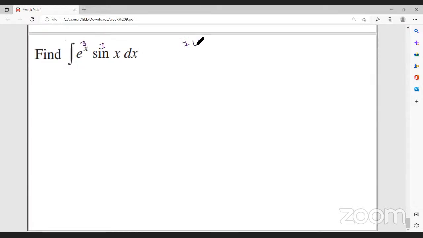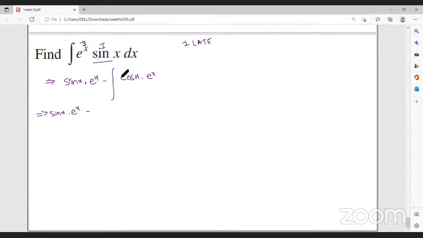According to ILATE, trigonometric and then exponential. Now let's see. Okay. So what will be the first function? We have to keep the first function as it is, integrate the second function, that is e to the power x only, minus the integral of the derivative of this first function, that is cos x, into the integral of e to the power x, that is the second function. Okay. Now again, I have to evaluate this integral, right? So sin x e to the power x minus.